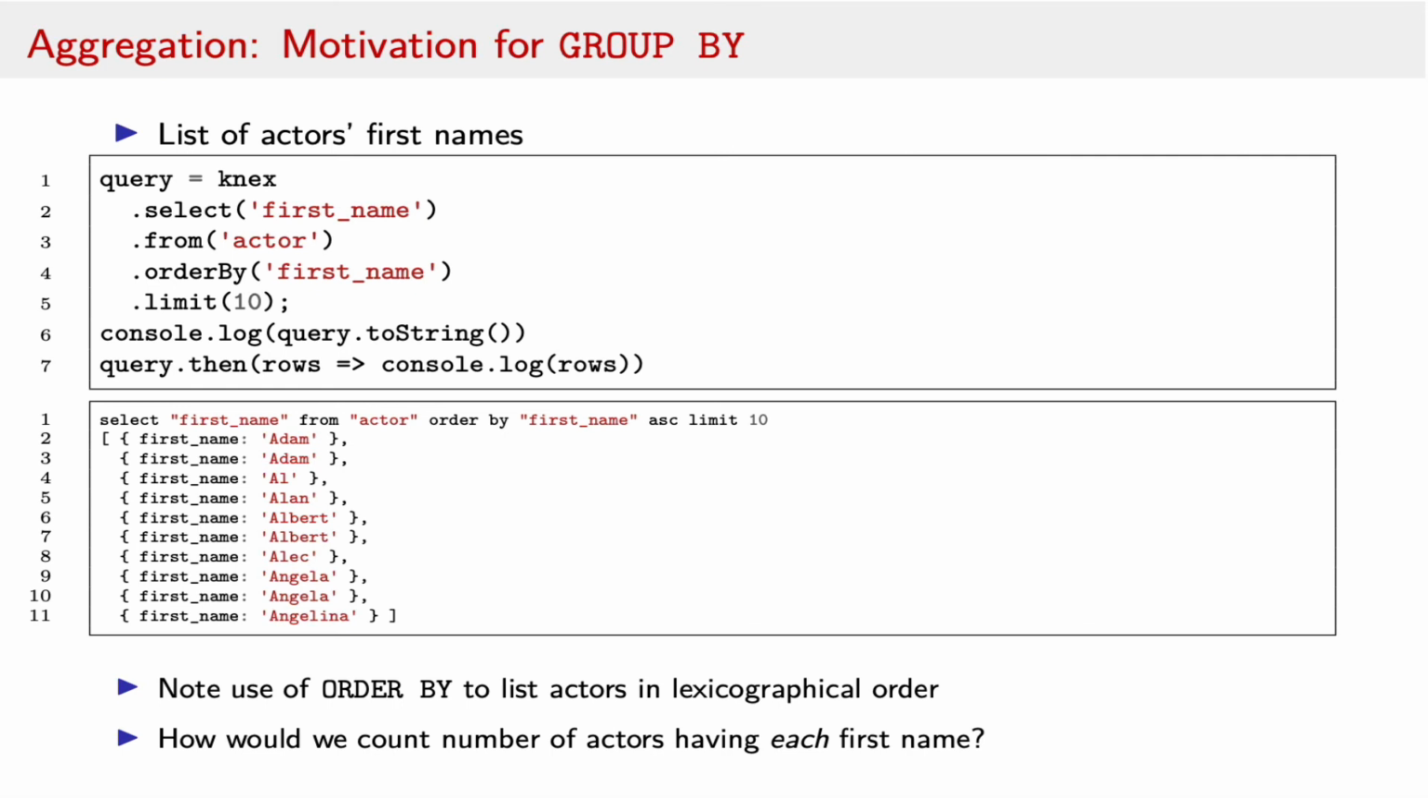So here's a statement or a query that doesn't actually make use of this aggregation mechanism, but I wanted to show you an intermediate step along the way. So here's a list of the first names of the actors in our database. I've got a Knex query. I'm selecting just the first name field from the actor table. This clause is new. It's the orderBy method, and it's going to add an order by clause at the end of the SQL statement that's being generated to cause the results to be sorted by first name, and we'll come back and revisit that in a bit. And then I'm limiting it to 10 rows just to fit it on the page.